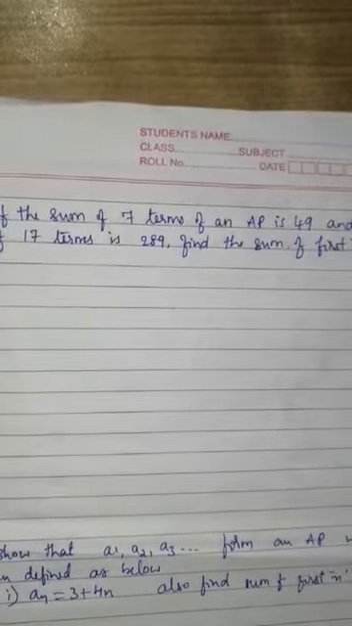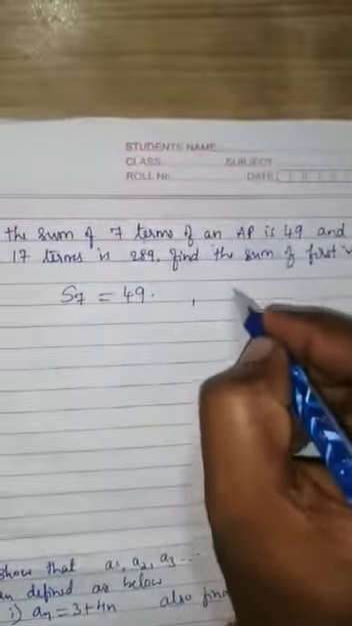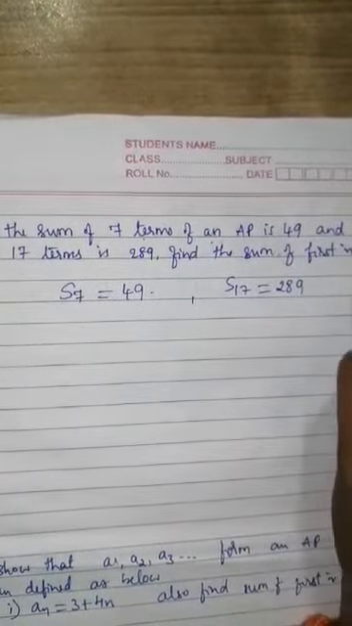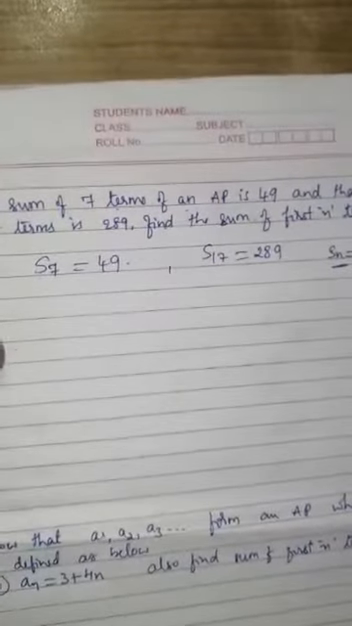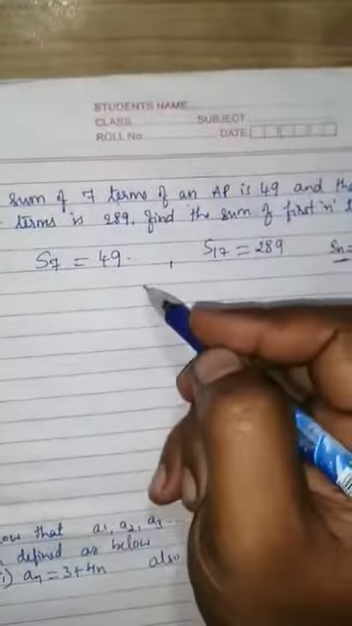If the sum of 7 terms of an AP is S7 is equal to 49, and that of 17 terms is S17 is equal to 289, find the sum of first n terms. Sn we have to find out here. Look at this, a really peculiar, different problem. A is not given, D is not given, N is not given. They asked us to find the sum of first n terms, but the sum of 7 terms is given, sum of the 17 terms is given.